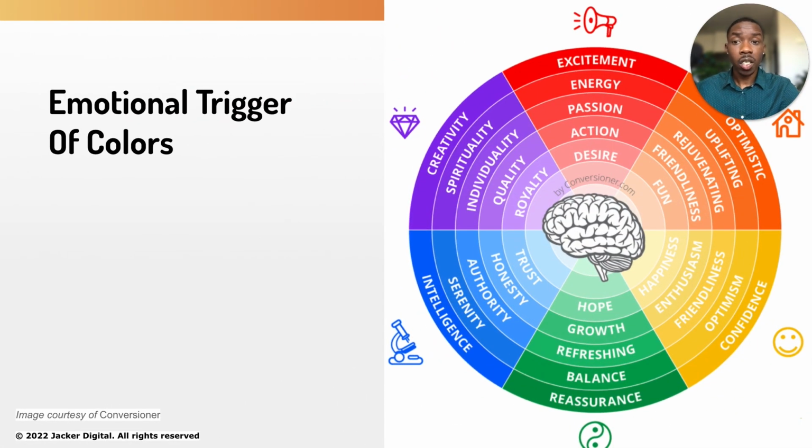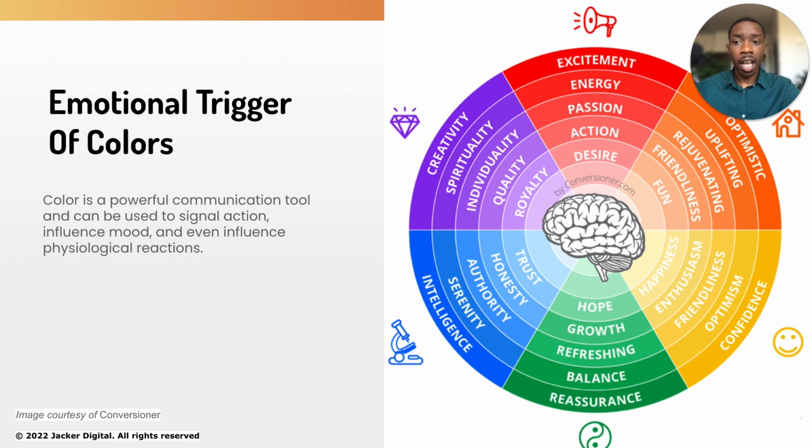Another thing to consider when setting your brand's colors is that color and color theory go a lot deeper than what is the favorite color of the brand owner, or something like my brand sells organic products and so I want the colors to be green to match earth. That can be a good strategy for setting brand colors, but I want you guys to realize that color is a powerful communication tool. It can be used to signal action, influence mood, and even influence psychological reactions.